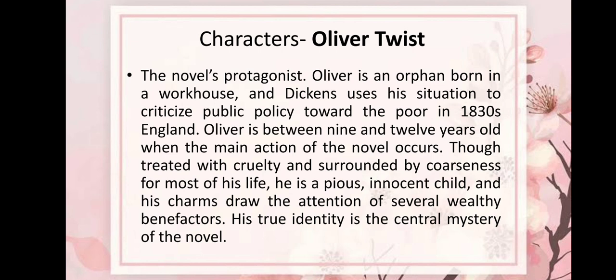And Oliver is an orphan boy born in a workhouse, and Dickens uses his situation to criticize actually the public policy towards the poor in 1830s England. Oliver is somewhere between 9 and 12 years of age when the main action of the novel occurs.